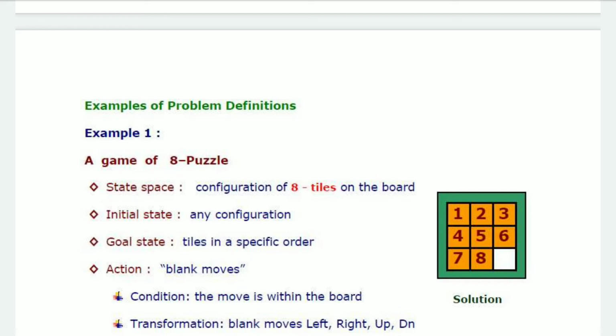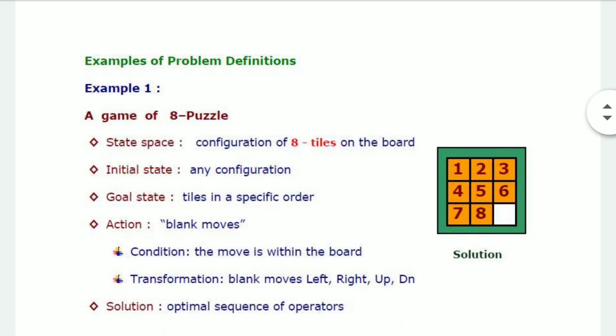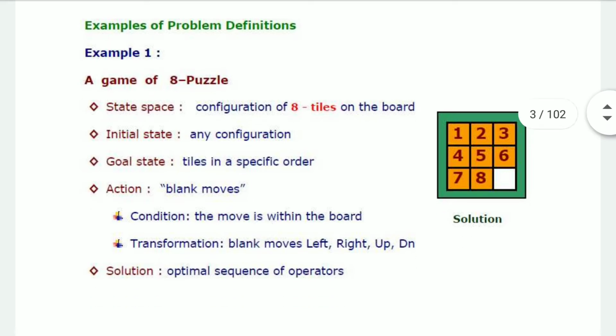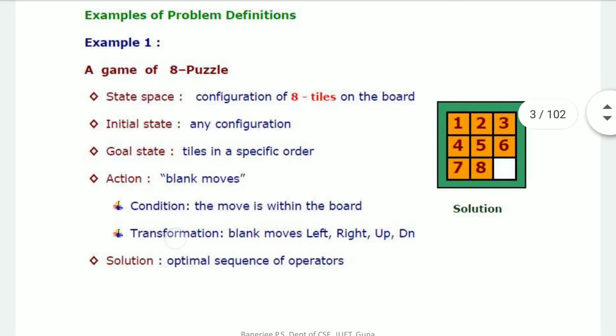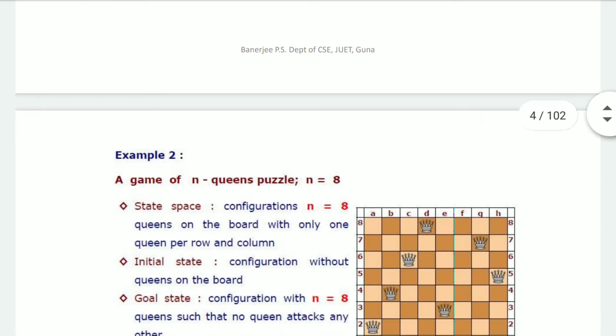I have skipped the theoretical parts till now and I have talked about the problem solving areas, right? Now here you have a very good idea about the 8 puzzle problem. What is its state space? What is its initial state? What is its goal state? I've already talked about this using an example in my previous lectures, right? And the actions that we take are the blank moves. Hence I'm not going to talk any further on this. The transformations that take place are on the basis of the blank moves: right, left, up and down. The solution is the optimal sequence of operators, right?